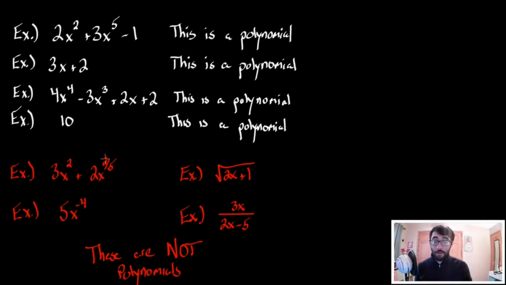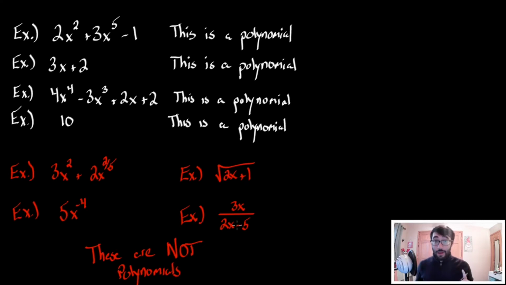And we talked about this a little bit. Whole numbers are things like 0, 1, 2, 3, 4, and so on. So we cannot have any fractional exponents, because if we have a fractional exponent, what you're actually seeing is a radical, and that is a radical, not a polynomial. We also cannot have negative exponents, because a negative exponent actually means that we have a variable in our denominator. And this is what we call a rational expression, so it's not a polynomial.